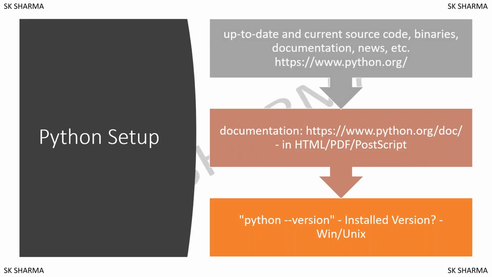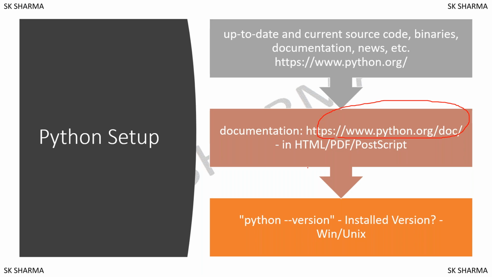So the official website of Python is python.org, and we can find the Python software from here. We can see the latest documentation, whatever changes are happening in Python, those you can see listed here on the website. Let me bring the highlighter here. This is the documentation.